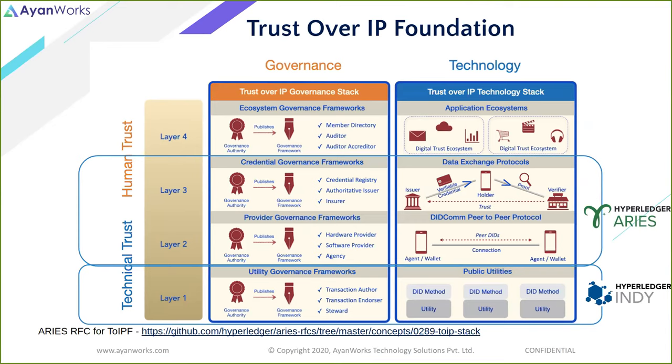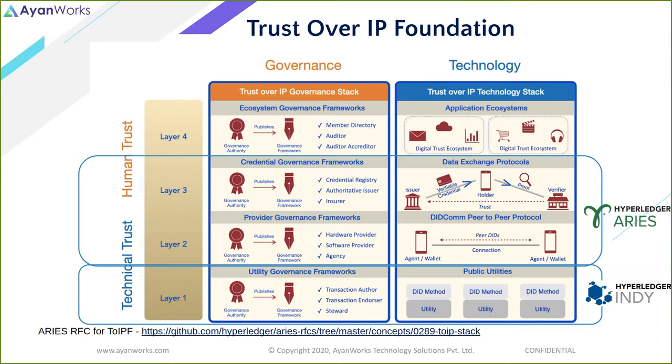And Ayanworks is a contributor in the ToIP Foundation and holds co-chair for the governance stack and vice chair for the technology stack working group. So there are different layers of this Trust over IP. The very basic layer is DIDs, where every entity will be tagged to a decentralized identifier, a unique identifier that will define an identity. That will define an entity, which is provided by Hyperledger Indy.